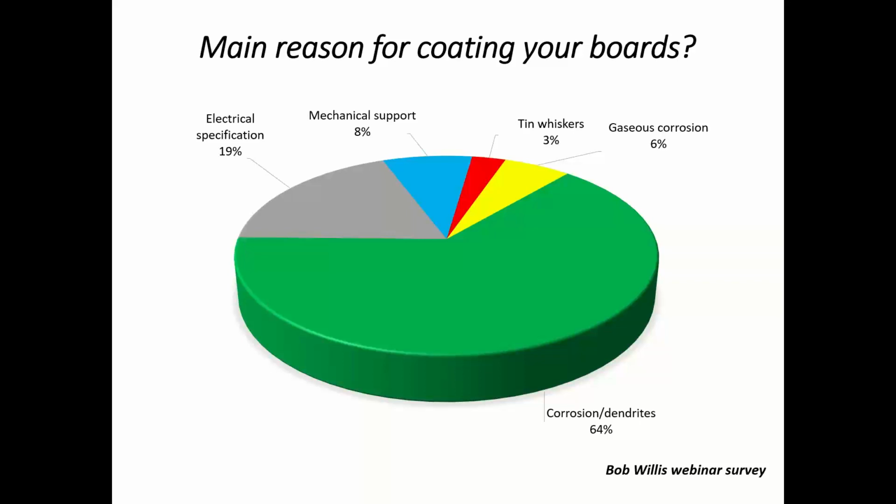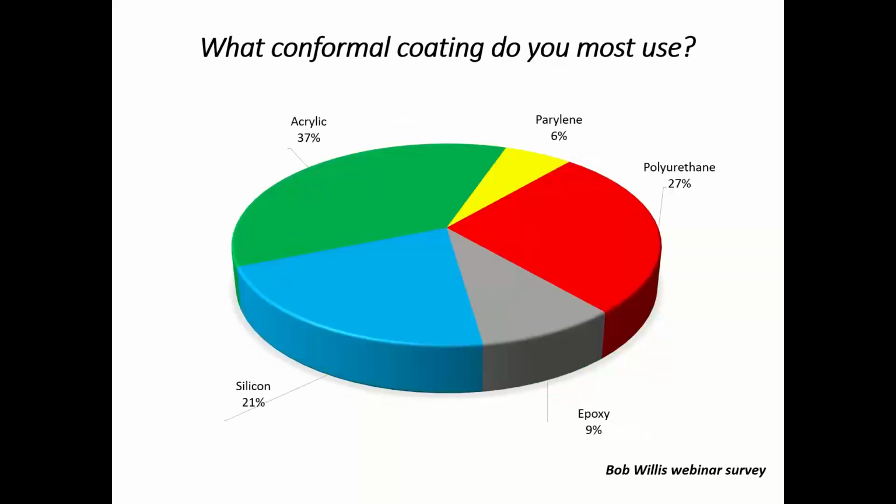So a little bit of background in terms of survey results. These are surveys that I do quite frequently on my webinars, and it's useful to try and understand what other engineers think. So in this particular survey, it was around about 100 people. What was the number one problem, or the main reason why people were conformal coating? And it was corrosion and dendrite formation. That was number one. And then next one, electrical specification, so improvements on that. But number one was related to corrosion, moisture condensation, etc.